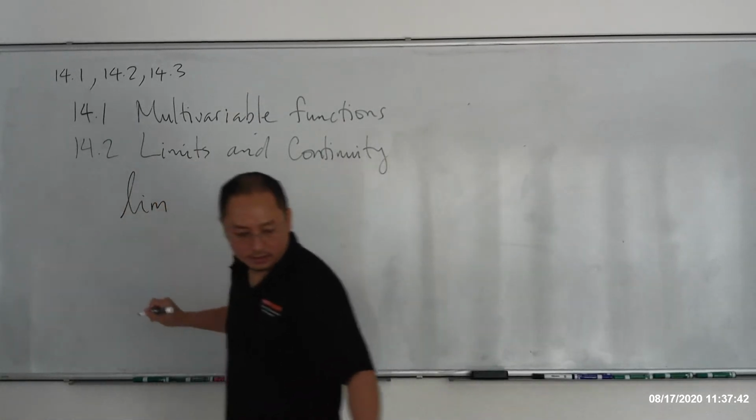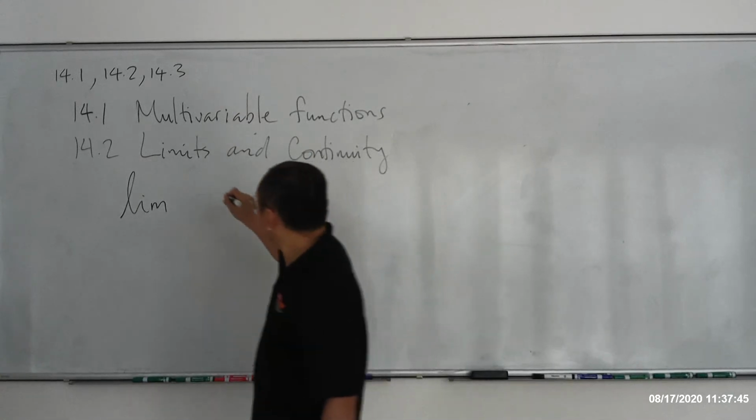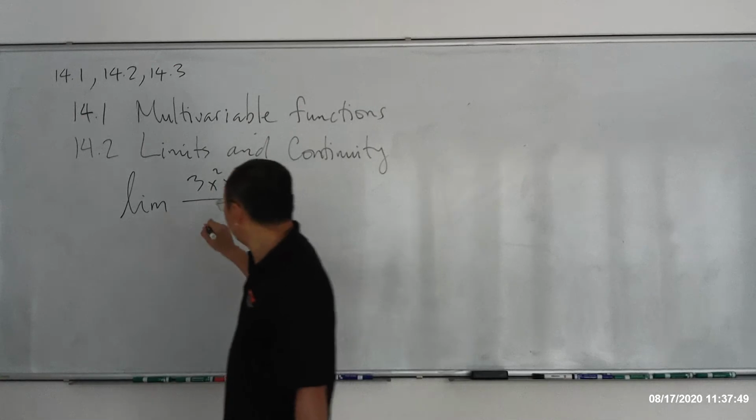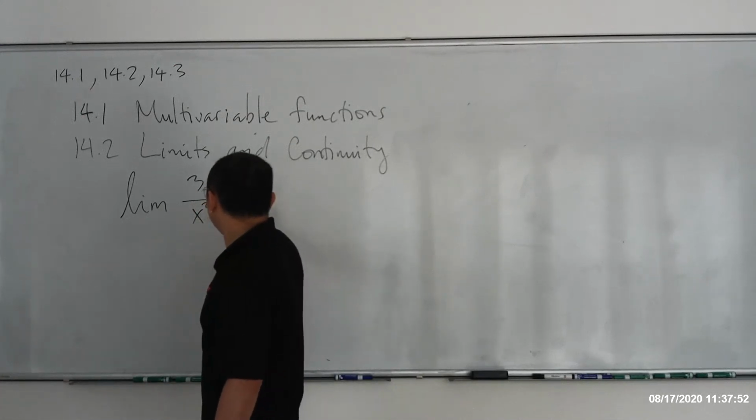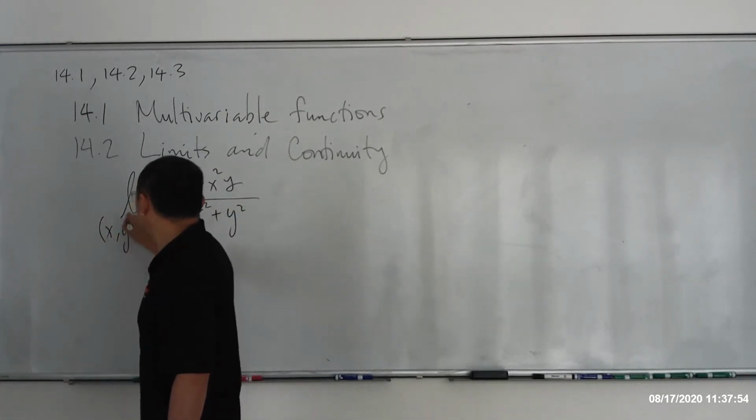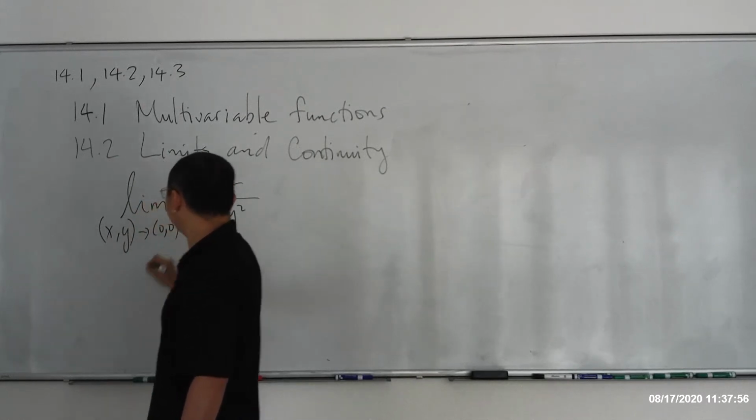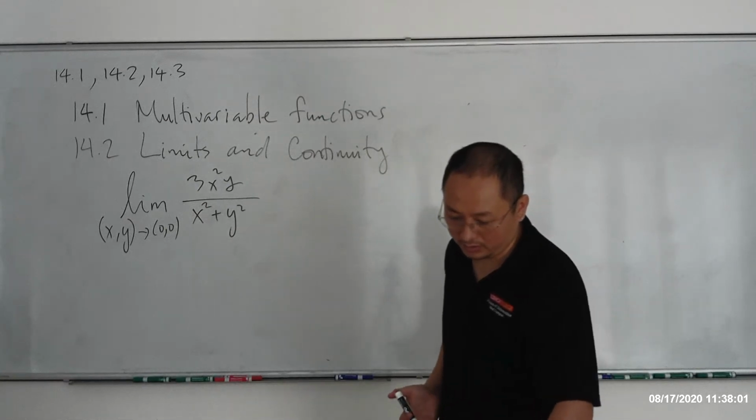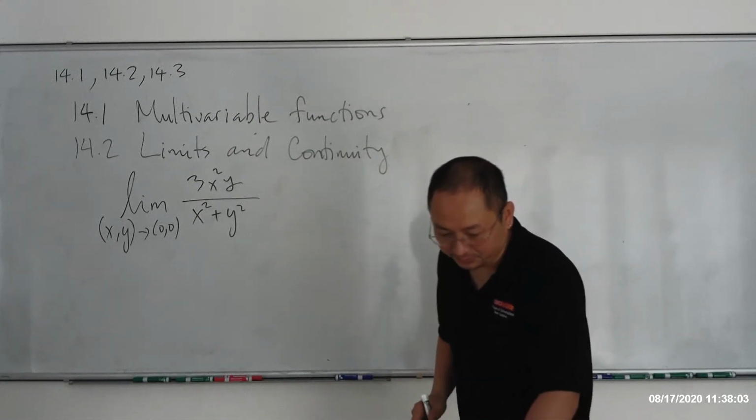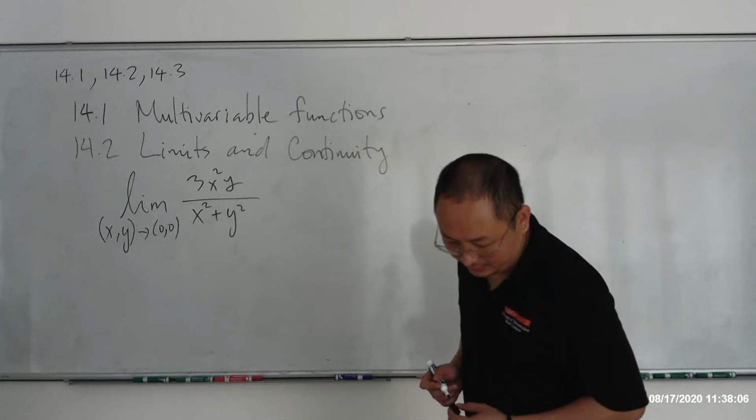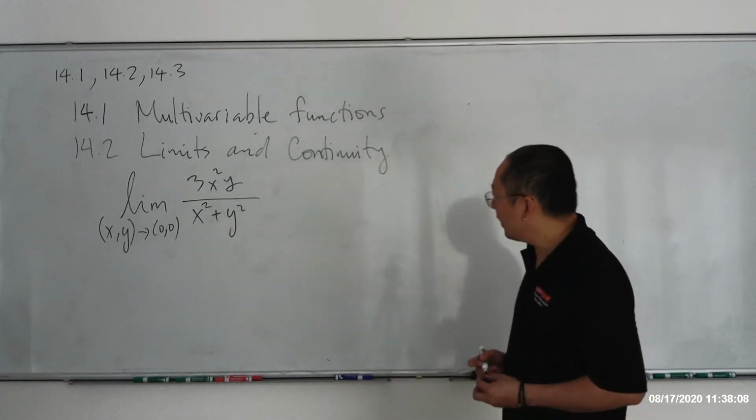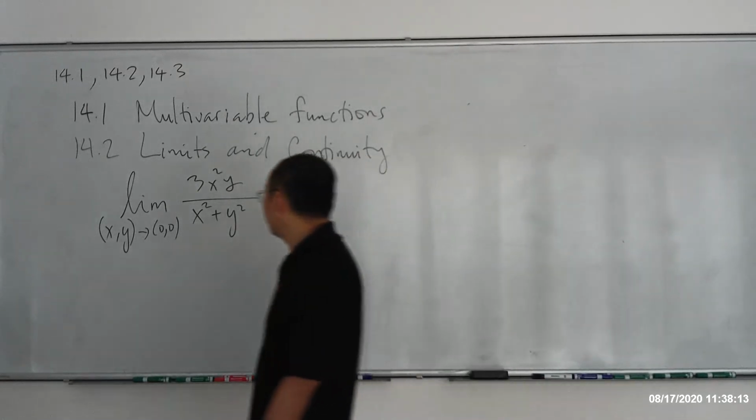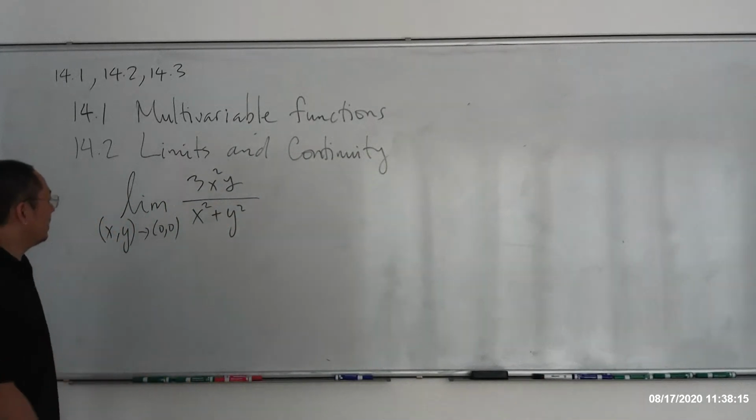The limit of 3x squared y over x squared plus y squared when x, y approaches 0, 0. Okay? And in this problem, the limit does exist. Let's analyze the problem before we have the answer. So how do you prove that the limit exists? Make a guess first of all. What will be the limit?